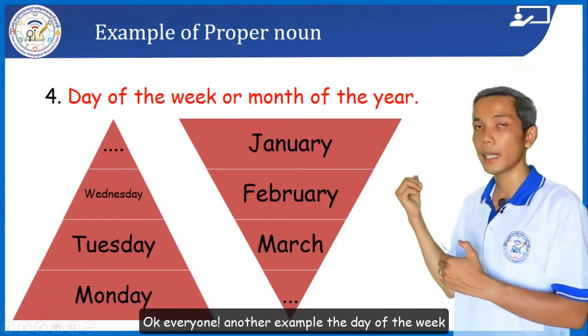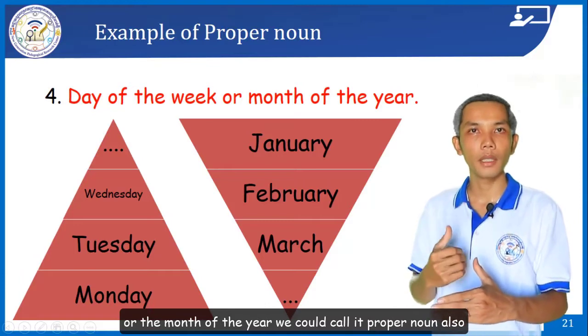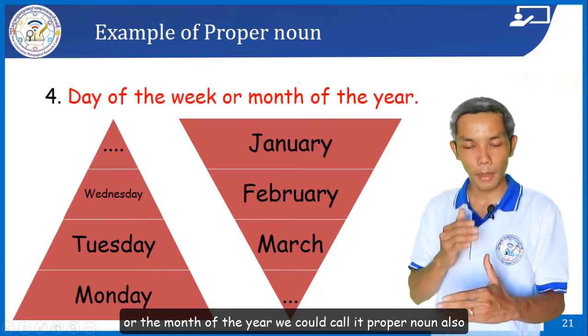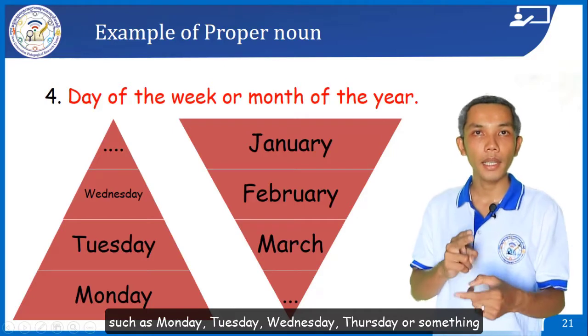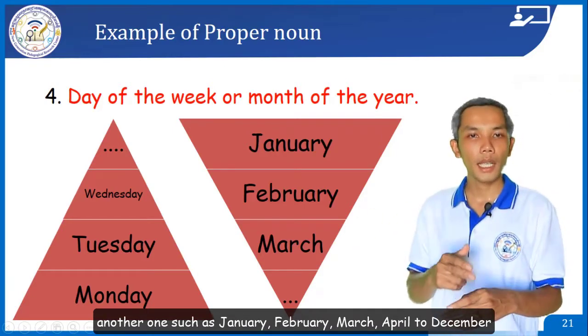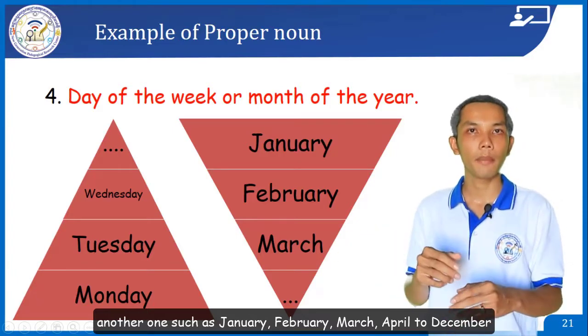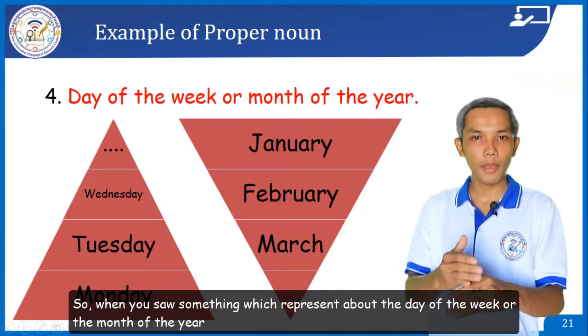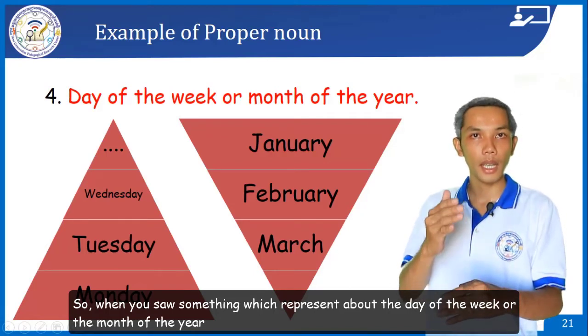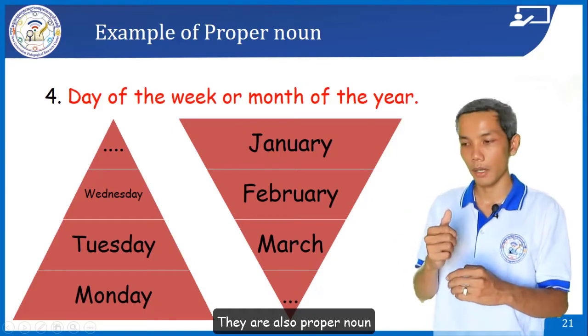Okay, everyone, another example. The day of the week or the month of the year, we can call it proper noun also, such as Monday, Tuesday, Wednesday, Thursday, and so on. Other ones are January, February, March, April to December. So when you see something which represents the day of the week or the month of the year, they are also proper nouns.